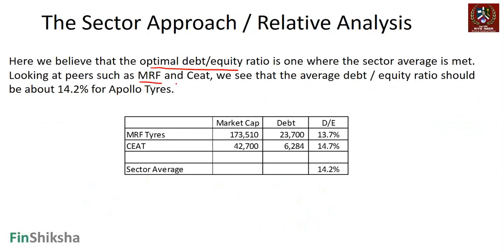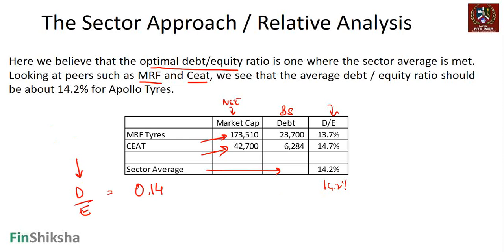Looking at the peers, we have peers such as MRF Tyres and CEAT Tyres. We can find out what is the market cap, and I'm going to use the market value of equity and market value of debt. Market value of debt being the same as book value. We have calculated this from their balance sheet and this from the internet. So we can find this on the NSE website or Money Control website. So we calculated the market cap and we found the debt equity ratio for both of these. And then we took the sector average, which is 14.2% or 0.14. That's the sector average debt equity. Ideally, the company currently in terms of debt equity on a market basis is close to this average, but they should maintain this in order to be at the optimal level. That's basically what the sector approach says.